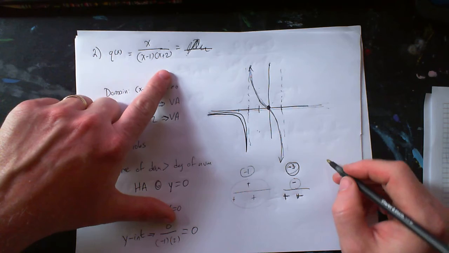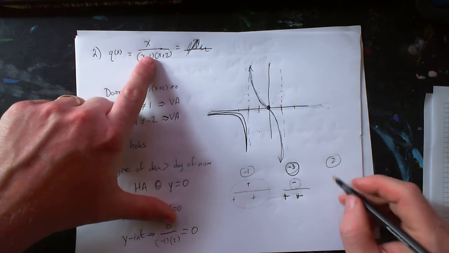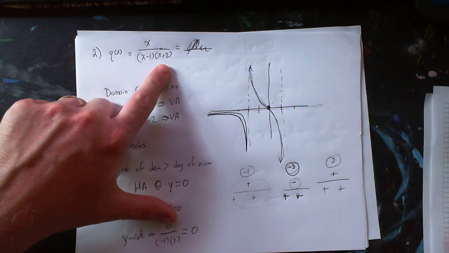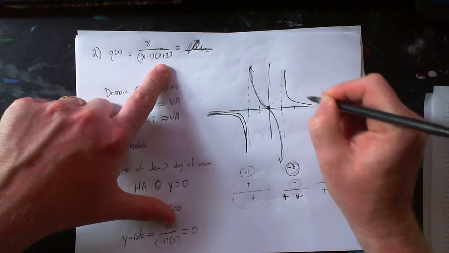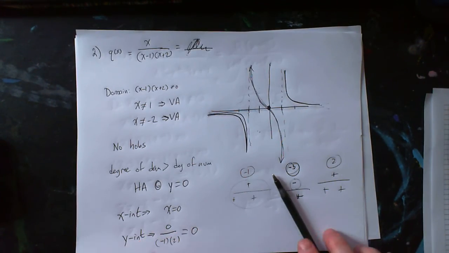Last step, I plug in a positive number. Plug in 2. Again, just looking for sign. We're going to be positive. And it looks something like this. So there is the graph and the answer to number 2.